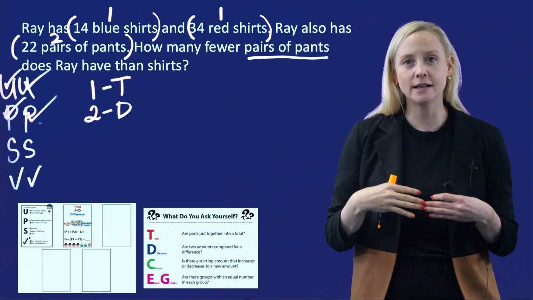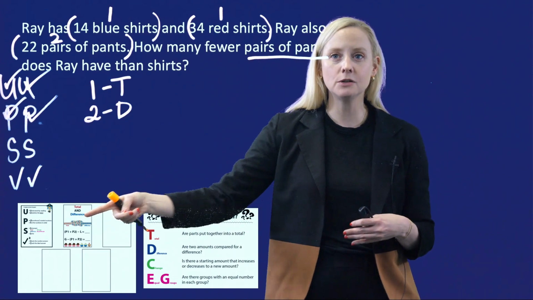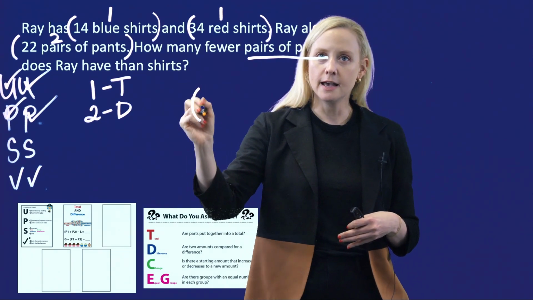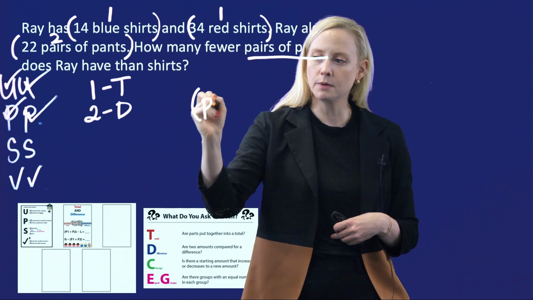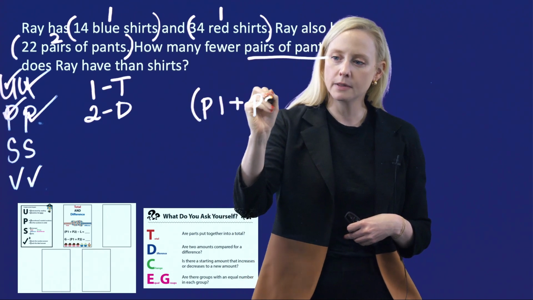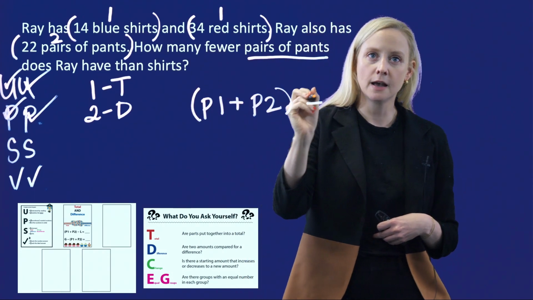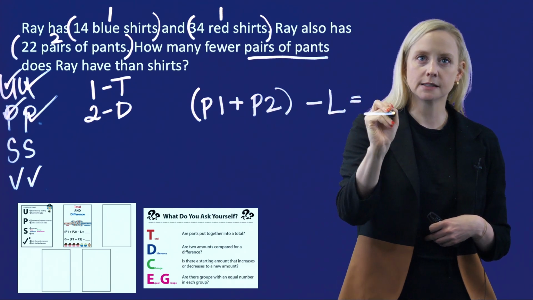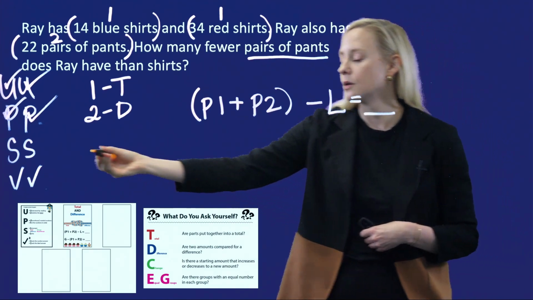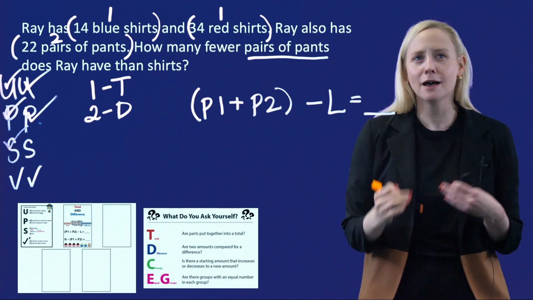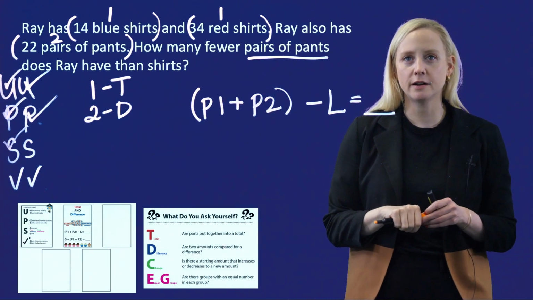Because my combined amount is going to be greater, I know that I'm going to use my first equation here. And my first equation is open parentheses, P1 plus P2, close parentheses, minus L, is the same as blank. Now we have figured out our schemas. All that's left to do is plug in our numbers.